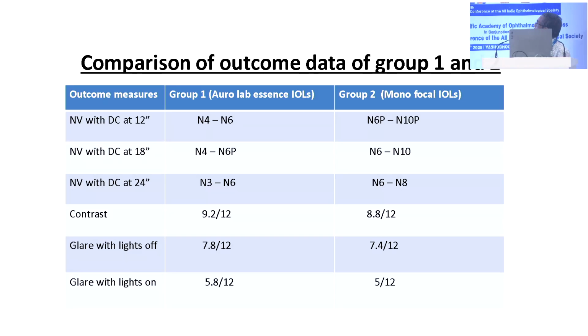And in the mono, it goes to N8, which means that these patients are able to see well from 12 inches right up to 24 inches, which is most of the work that they require to do.